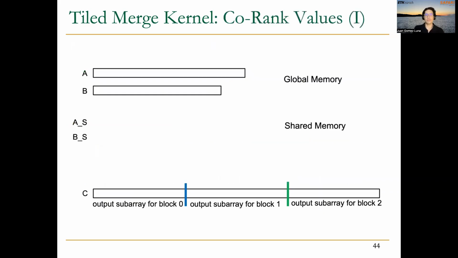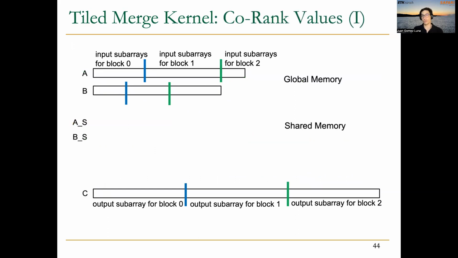So, as I said, the first thing to do is computing what are these core rank values so that we can identify what are the input subarrays for block 0, input subarrays for block 1, block 2, and so on.